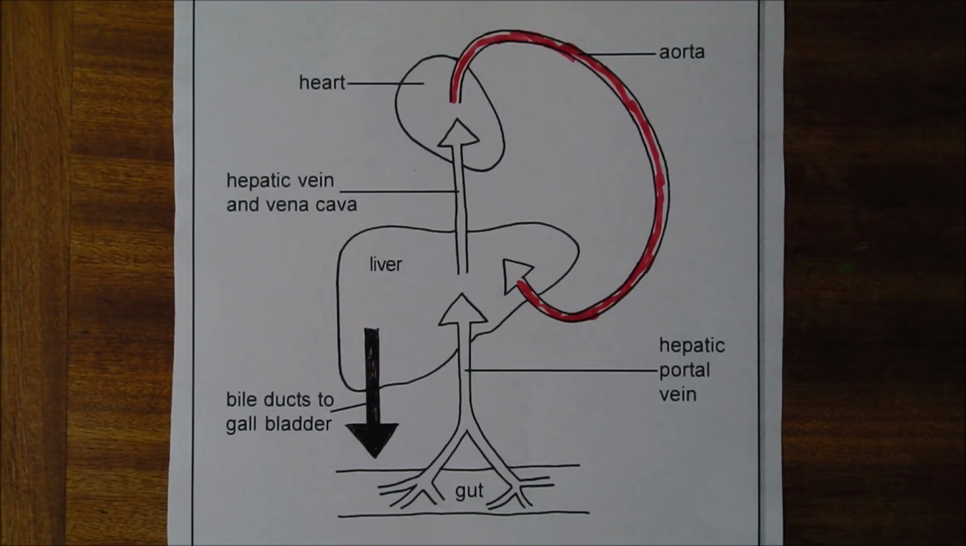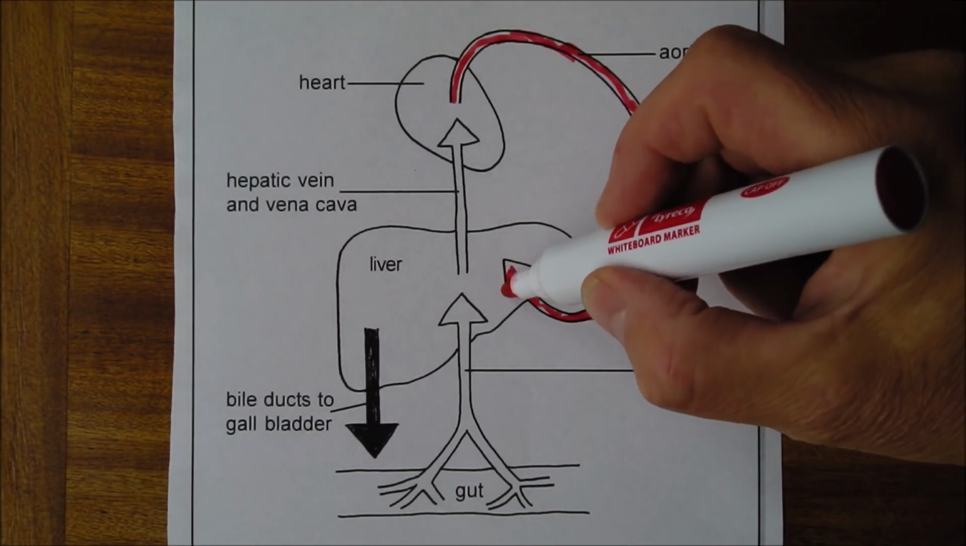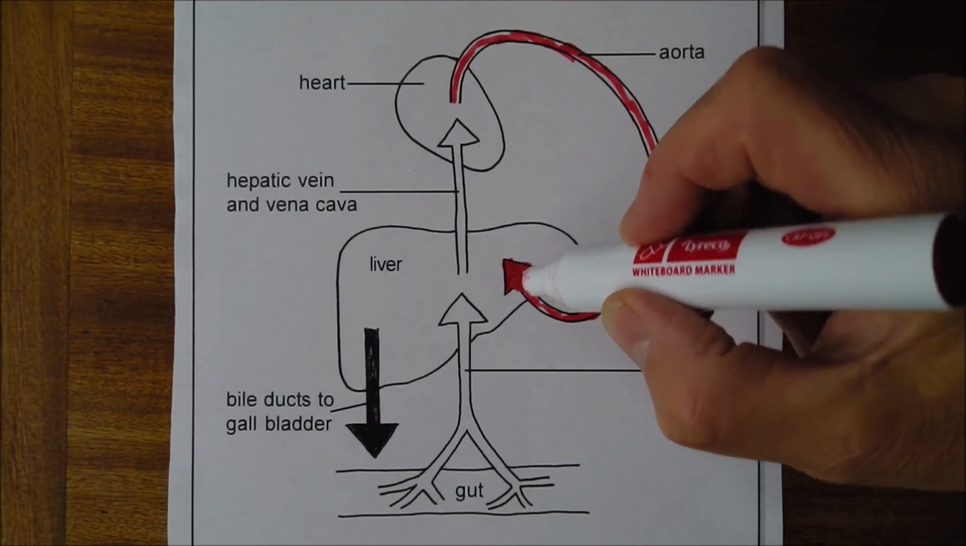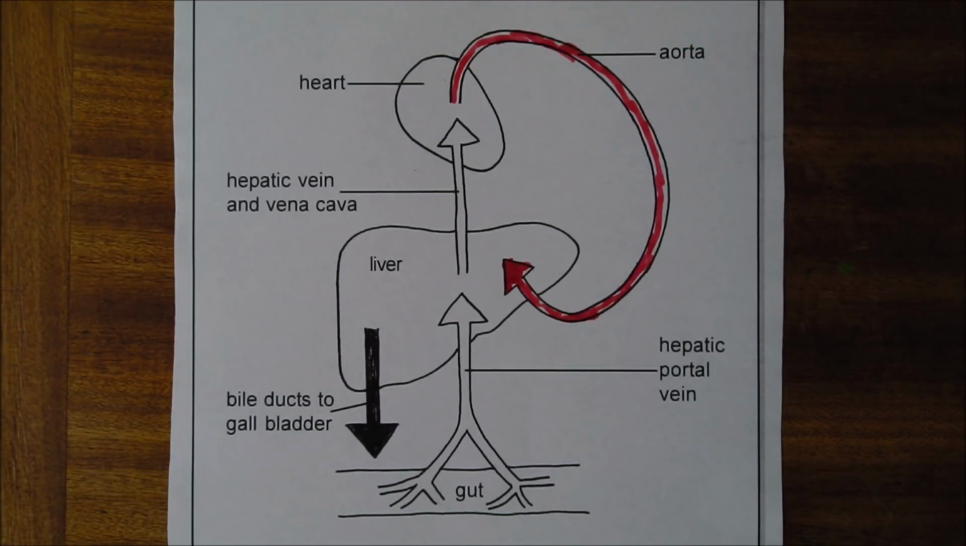The hepatic artery actually divides into the right and the left hepatic artery, the two main branches of the hepatic artery, taking blood to the right and the left lobe. So the right hepatic artery is going to take blood to the right lobe. The left hepatic artery is going to take blood to the left lobe.